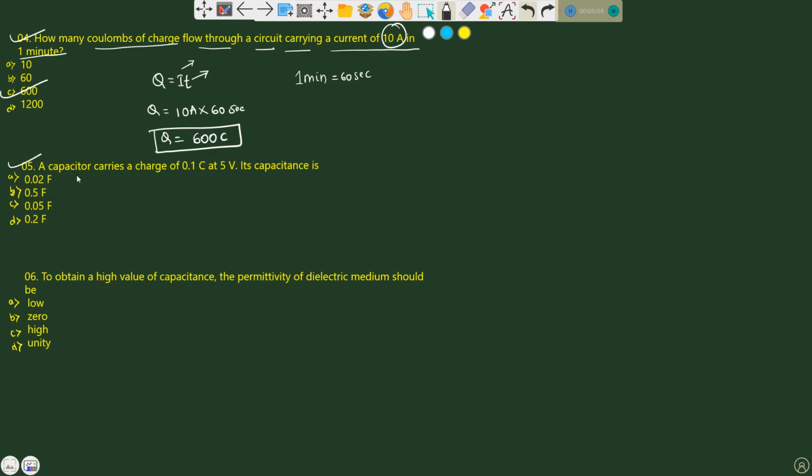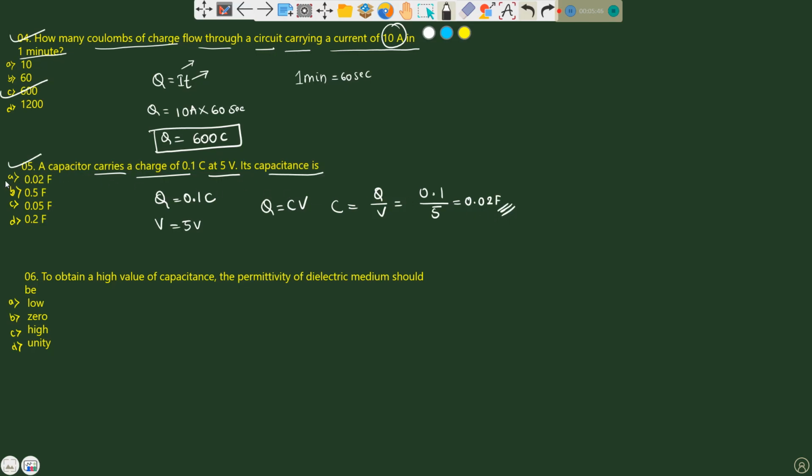Next we have: a capacitor carries a charge Q of 0.1 coulombs at a voltage V of 5 volts, then what is the value of capacitance they are asking. They have given options as 0.02 farad, 0.5 farad, 0.05 farad, 0.2 farad. Let's see what is the answer. We know that Q equals C into V. They are asking C, so it will be Q upon V, then 0.1 divided by 5 will be 0.02 farad.